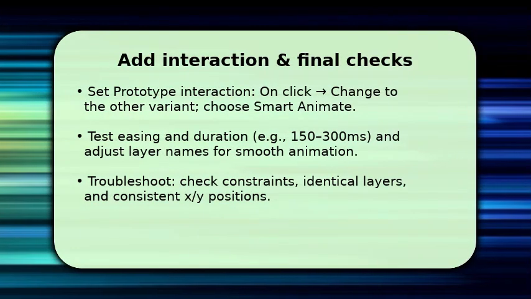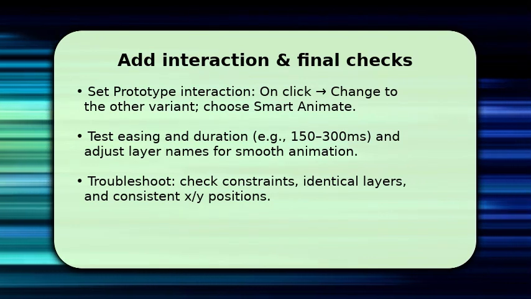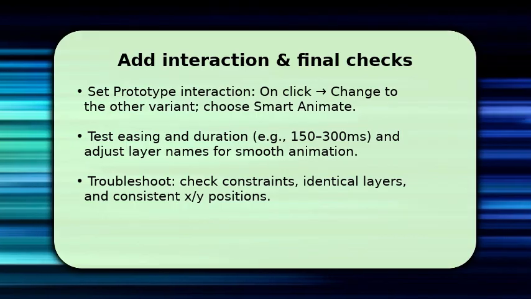In prototype mode, add an on-click action that toggles the state between off and on using Smart Animate. Choose a short duration like 150 to 300 milliseconds and an ease that feels natural. This creates smooth motion. Once done, preview the instance and check for jumps.